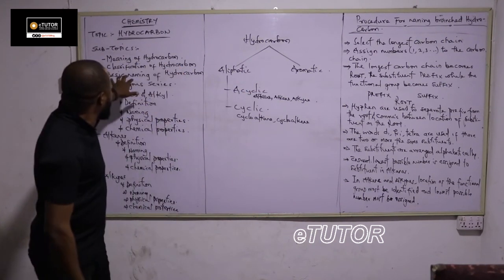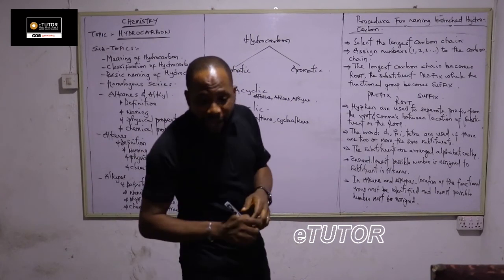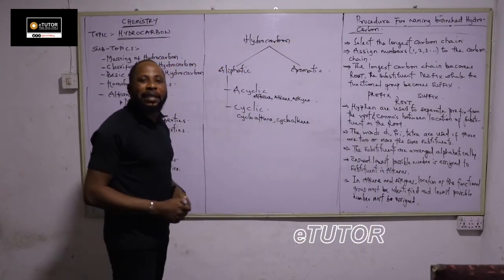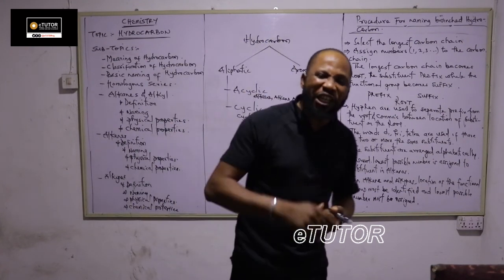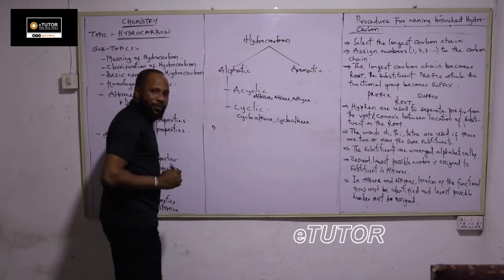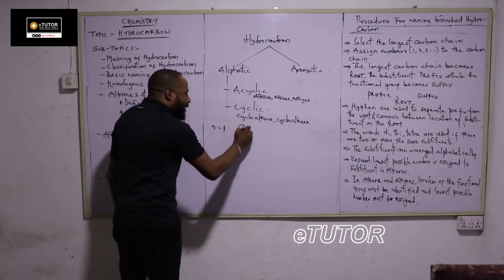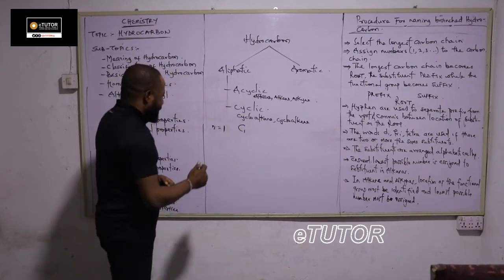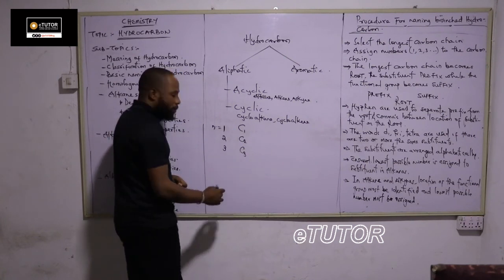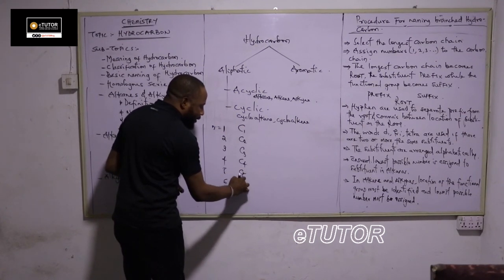So let's take a look at the basic naming of all hydrocarbon. The other time I said hydrocarbons are compounds that have two elements, carbon and what? Hydrogen. The basic naming of all hydrocarbon depends on the number of carbon atoms found in each and every hydrocarbon. The number is represented as N. For instance, if N is equal to 1, that means you have one carbon atom in that hydrocarbon. If N is 2, we have 2 carbon atoms. If N is 3, we have 3 carbon atoms, and so on and so forth. 4 carbon atoms, 5 carbon atoms, 6.